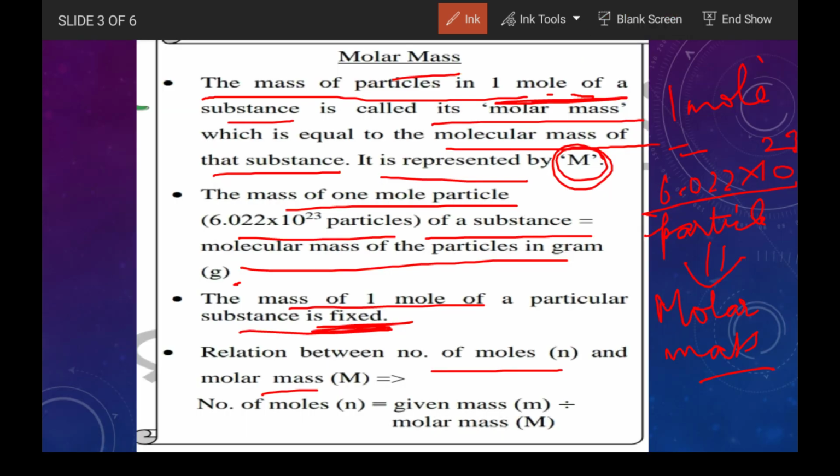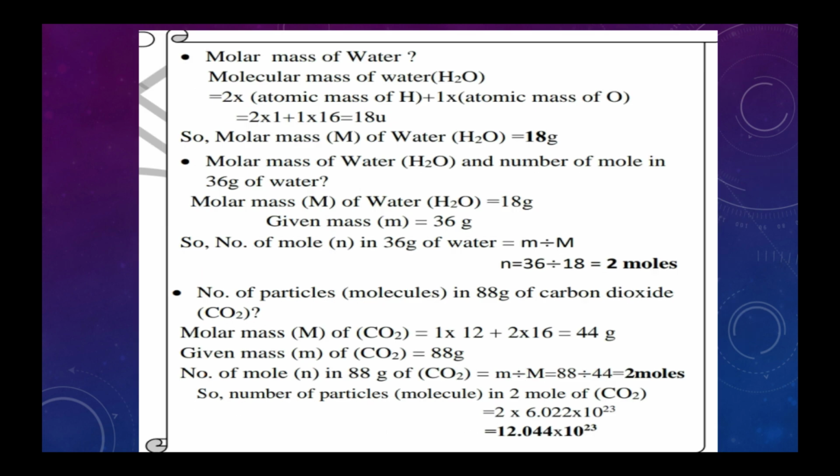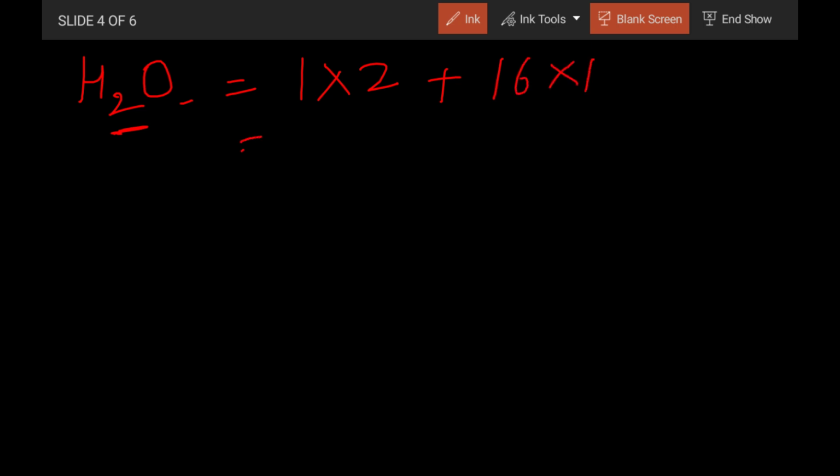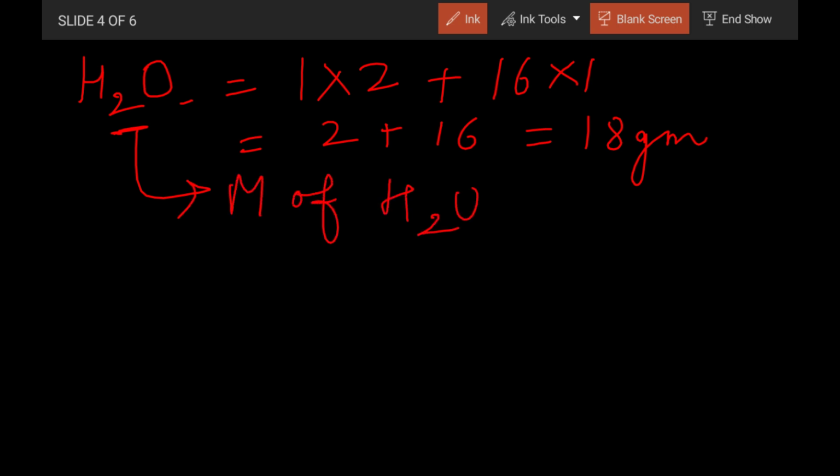Okay beta, now moving further, we'll see how to calculate the molar mass of water. We know that the mass of hydrogen is 1, so 1 multiplied by 2, 2 being its number of atoms, plus 1 atom of oxygen having mass of 16, giving addition to 18 grams. So this is the molar mass of the water molecule, that is your 18 gram.